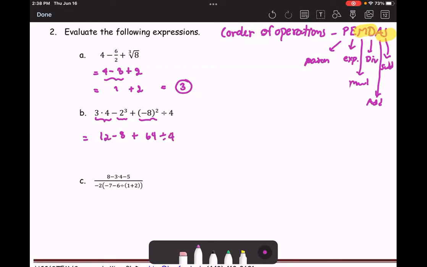When multiplication, addition, and subtraction all occur in the same expression, we're going to follow the order of operation. Multiplication and division will occur before addition and subtraction. So we're going to work on 64 divided by 4. That turns out to be 16. Now we have 12 minus 8 plus 16. And next we're going to do it from left to right. 12 minus 8, that's 4. 4 plus 16 becomes 20 as the result for this expression.